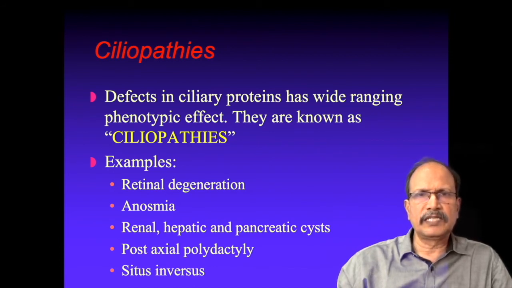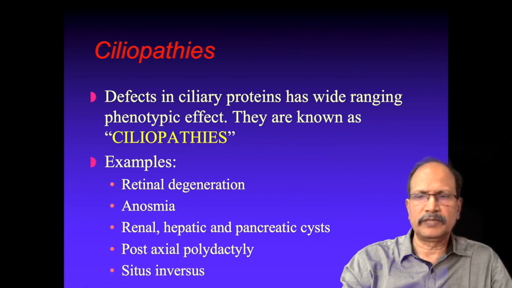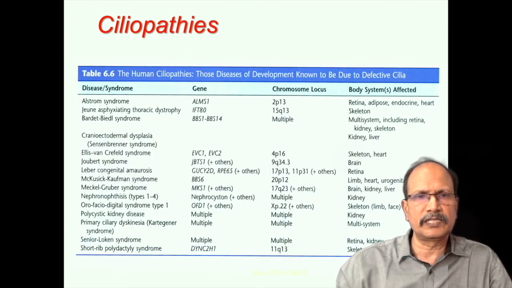There are certain diseases wherein cilia are abnormal and ciliary motility is abnormal, and because of this the patient suffers from some diseases. They are combined together and placed under the category of ciliopathies. Examples of ciliopathies include retinal degeneration, anosmia, renal, hepatic, and pancreatic cysts, post-axial polydactyly, and situs inversus. So you have heard about pancreatic or renal cystic disease.